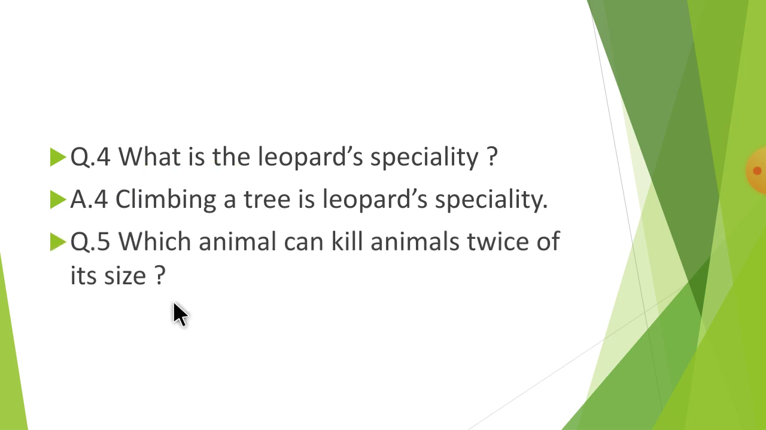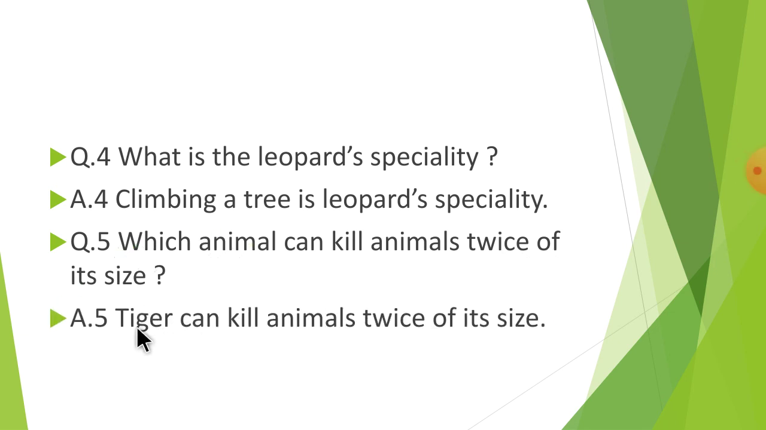Then next is question 5. Which animal can kill animals twice its size? Answer 5. Tiger can kill animals twice its size.